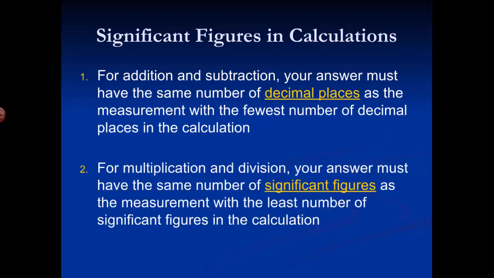For multiplication and division, it's a little different. In multiplication and division, your answer has to have the same number of significant figures as the measurement that has the least number of significant figures in the calculation. So again, you look at each of the measurements that you're multiplying and dividing, count the number of significant figures in each of those measurements. Whichever one has the least number, that's the number of significant figures that you round your answer to. It'll help if we do a couple of examples.